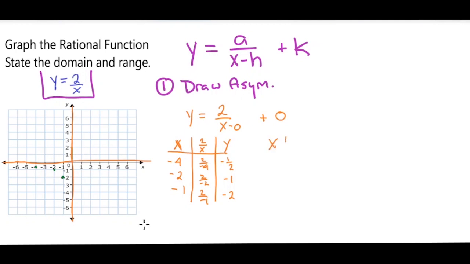Now I'm going to pick x values that are on the right side of the asymptote. So I'm going to pick x is 1, x is 2, and x is 4. So I'll do 2 over x, and I'll put my y right here. So that's 2 over 1, 2 over 2, and 2 over 4. So that means when x is 1, y is 2. When x is 2, y is 1. And when x is 4, y is 1/2. So we'll plot those points. When x is 1, y is 2. When x is 2, y is 1. And when x is 4, y is 1/2.